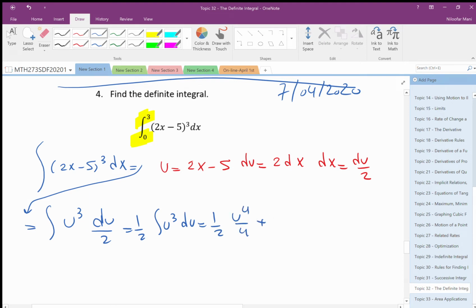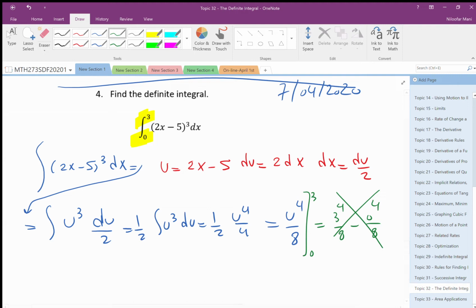Okay, I don't need c here. So it is u power 4 divided by 8. But many times I see a student, they make a mistake. They see, okay, from 0 to 3, and they do 3 power 4 divided by 8 minus 0 power 4 divided by 8. And then they say the answer is blah, blah. This is wrong. Why? Because x is from 0 to 3, not u.